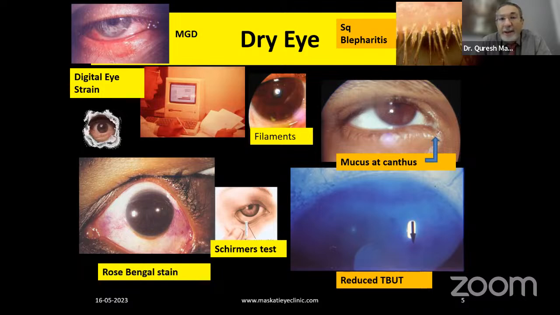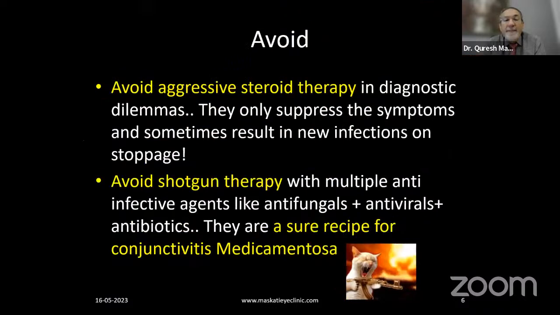And we use various tests to find out the dryness. We put a paper in the eye and see how much it gets wet in 5 minutes. That's called the Schirmer's test. Or we have various stains like rose Bengal, by which we stain the area. And if it's dry, you get this staining. And sometimes we keep the eye open artificially for 10 seconds and see when a dry spot appears on the cornea. That's called the breakup time, when the tears break up. So these are some of the tests we do for dry eye.